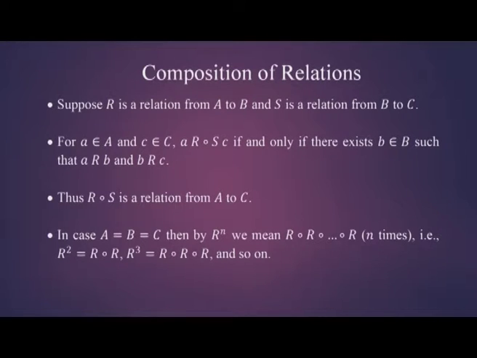Next, we will come to another way of combining relations, which we call composition of relations. Suppose R is a relation from A to B and S is a relation from B to C.